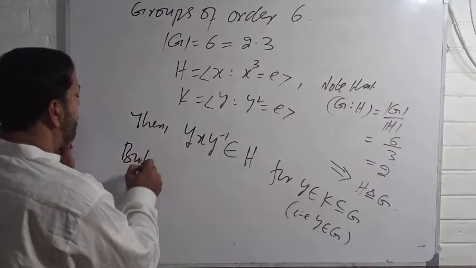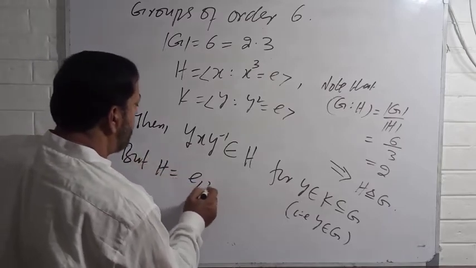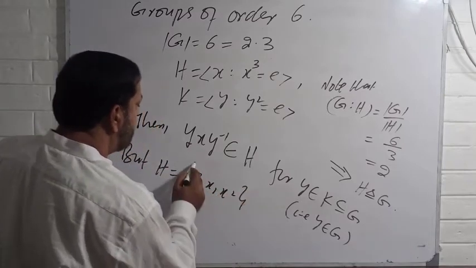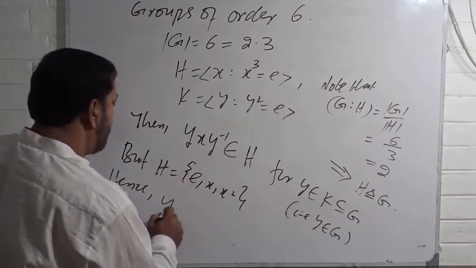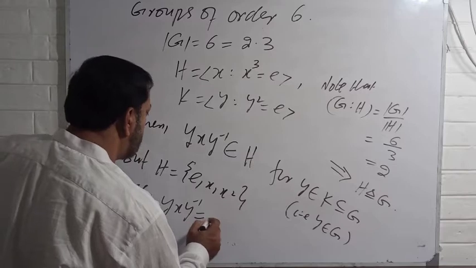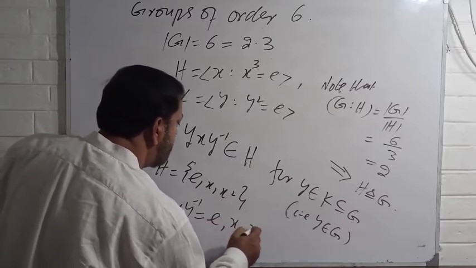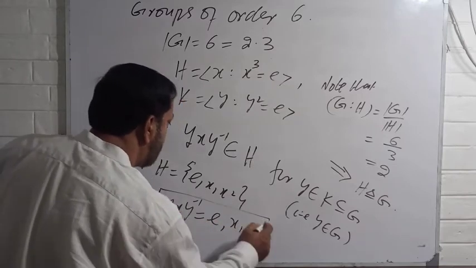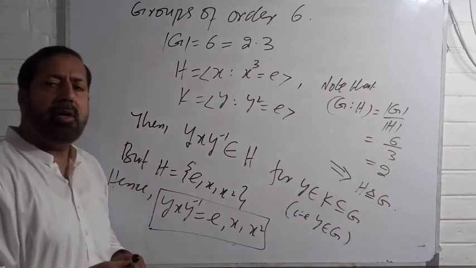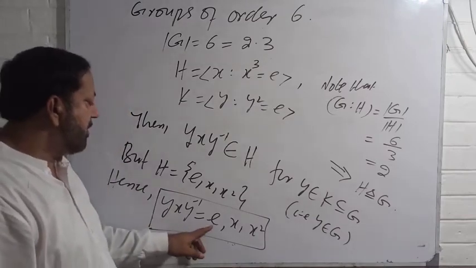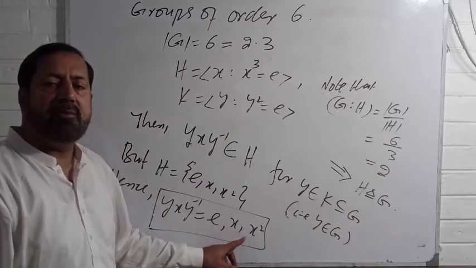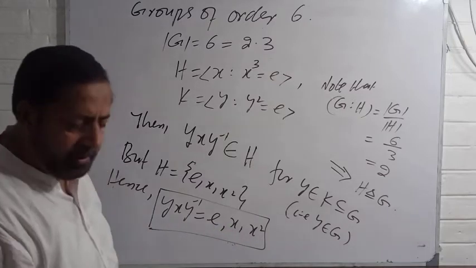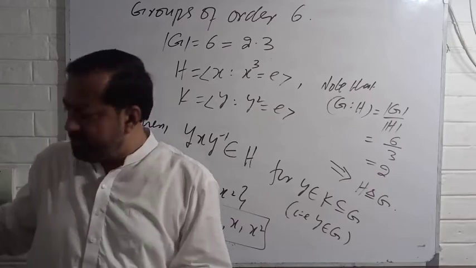But H is equal to {e, x, x square}, hence this yxy inverse is equal to e, x or x square. So these are the possibilities. Now I will discuss separately. The first one would not be possible. So there are the two possibilities that would give you two groups. So how can you prove this?